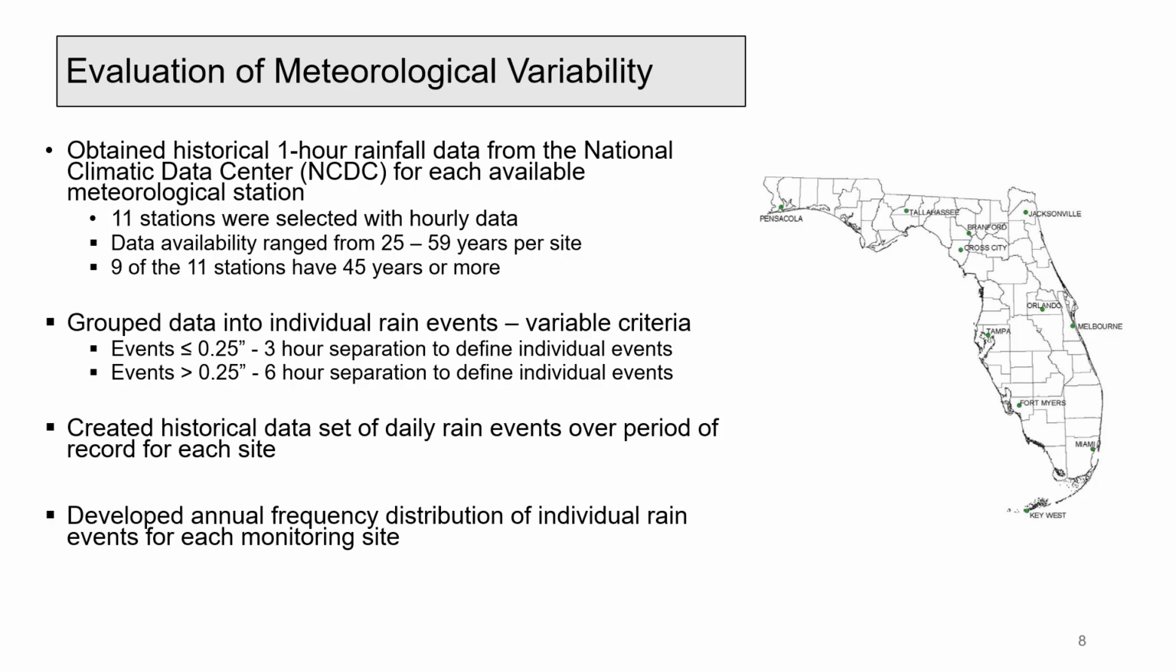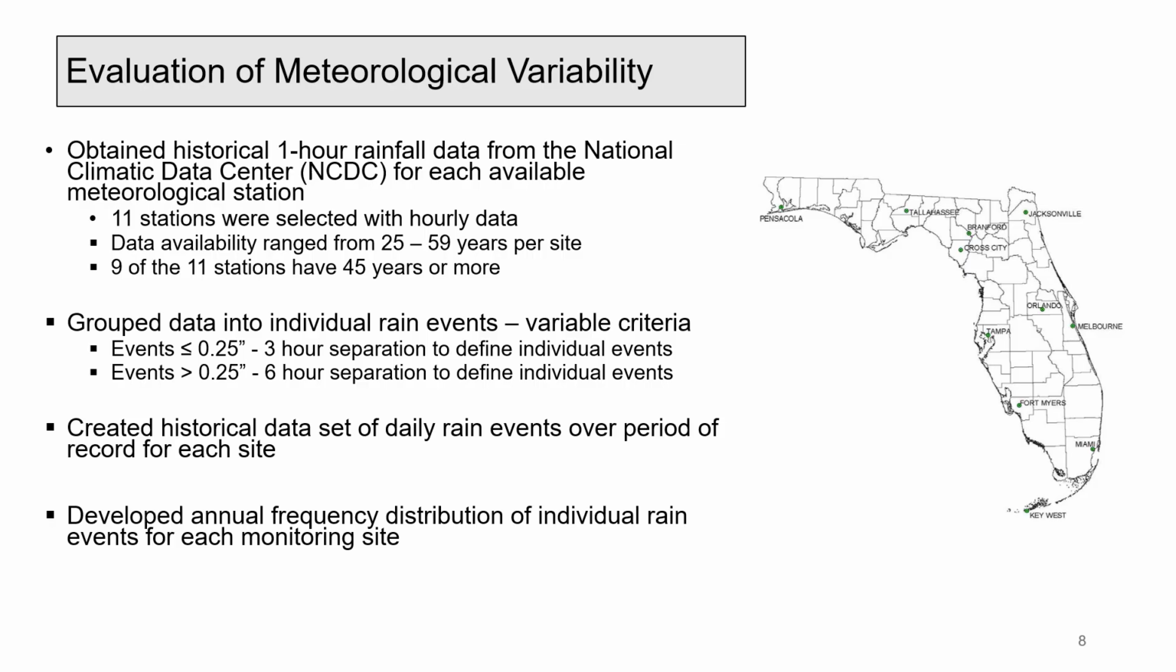A crucial step in our analysis was grouping this raw data into individual rain events. We employed variable criteria for defining these events. For smaller events, those equal to or less than 0.25 inches of rainfall, we defined individual events based on a 3-hour separation period. For larger events exceeding 0.25 inches, we used a 6-hour separation to ensure we captured distinct rainfall occurrences.